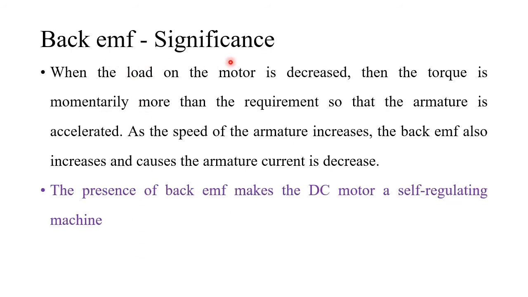Back EMF significance. The main advantage of having this back EMF is that it can produce a self-regulating action. For example, when the load on a motor is decreased, then the armature is accelerated. When the speed is increased, the back EMF is also increased and causes the armature current to decrease, so that it can prevent accidents. Otherwise, if the armature current is very high, it may lead to fire or accident.